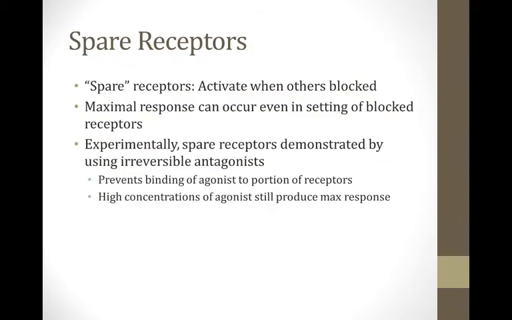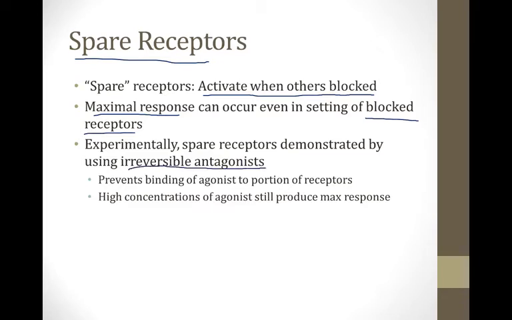Now let me talk about a concept called spare receptors. So there are certain systems in the body which have spare receptors, and these are receptors that can activate when others get blocked. This means that there are some systems where you can achieve a maximal response even though you've permanently blocked some of the receptors. We don't completely understand how these receptors work, but we know they exist from experiments with irreversible or non-competitive antagonists.